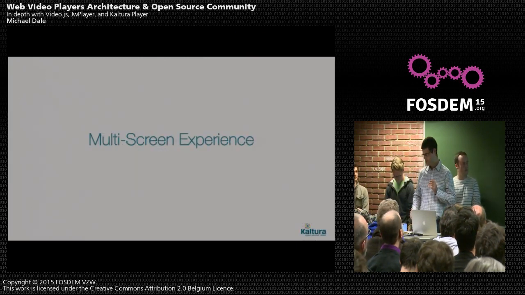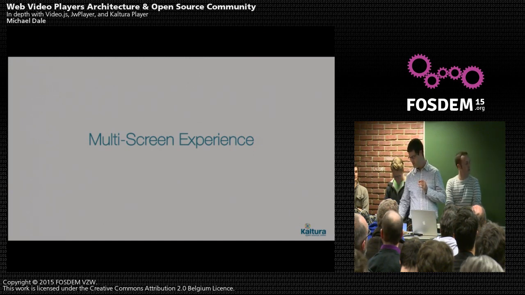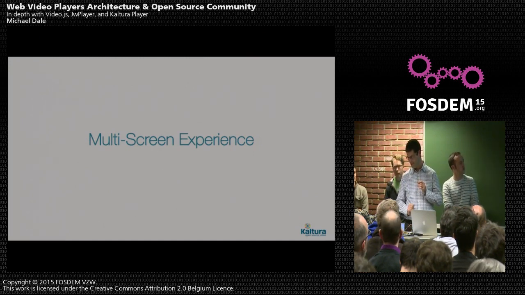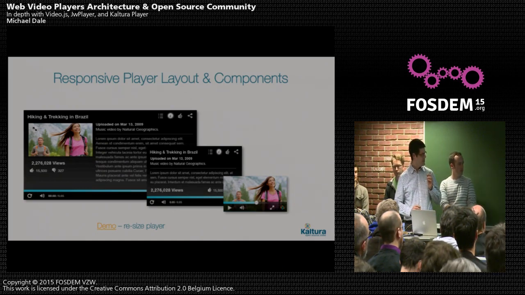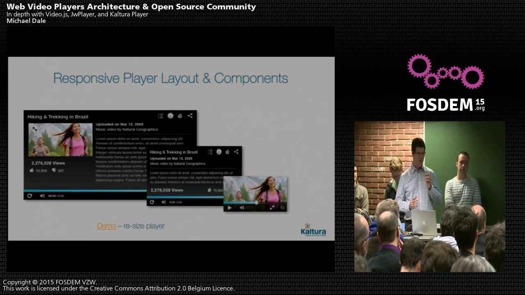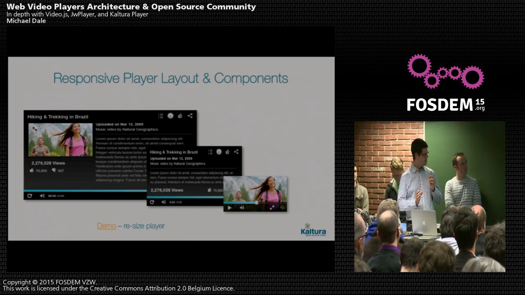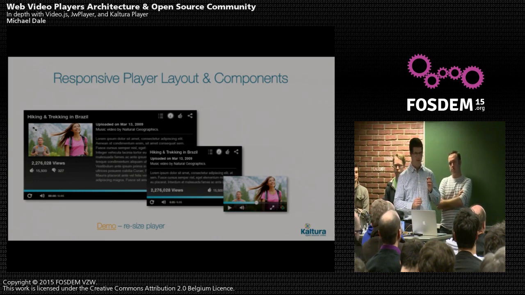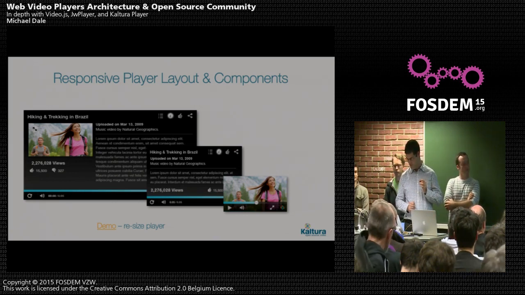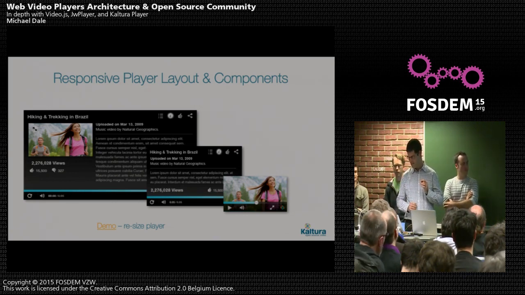Of course, our player needs to handle a multi-screen experience, so how do we tackle it? First of all, the player must be responsive. It means every UI component has its own priority: high, medium, or low. By that, we reduce the number of components for a smaller screen, and of course put them all on a big one, like a TV or iPad versus an iPhone.